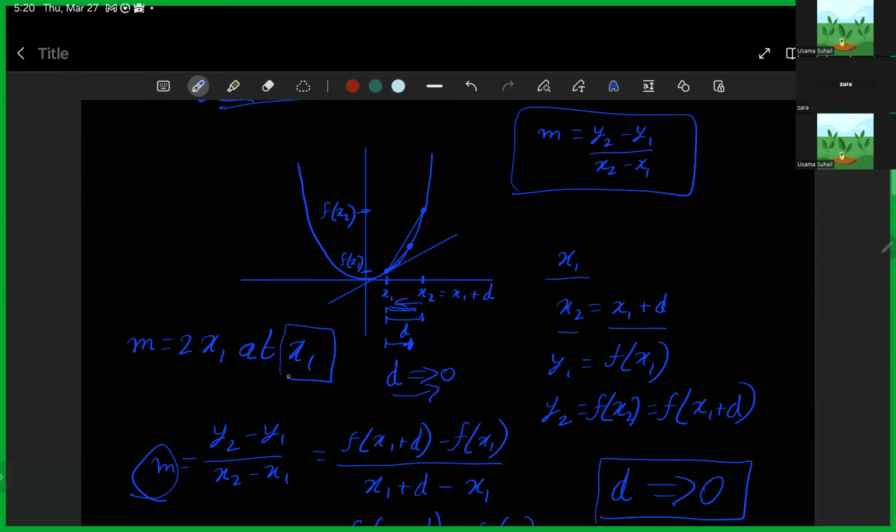Did I say what the value of x1 was? I just said it's x1, right? This x1 can be 4, it can be 5, it can be 8, it can be -6. I did not specify anything for x1. That means the gradient for this whole curve, for this function, is 2x. For any point, if we want the gradient at that point, then the gradient will be equal to 2x for that point.